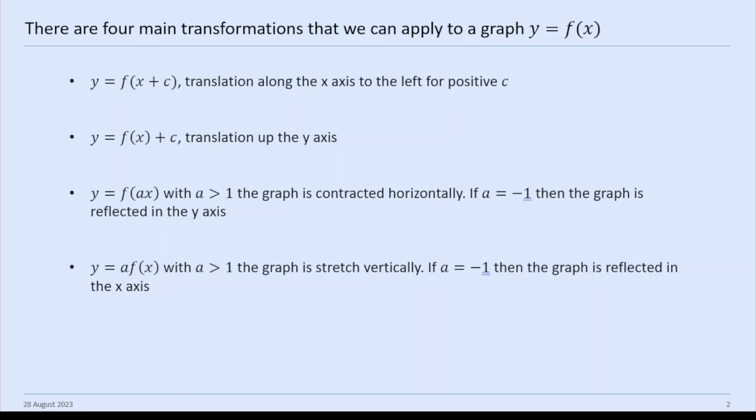y equals f of ax for a greater than 1 contracts it, squashes it horizontally, and if a equals minus 1 then the graph is reflected in the y-axis. And y equals a f of x for a greater than 1 stretches the graph vertically. And again, if a equals minus 1 the graph's reflected in the x-axis.